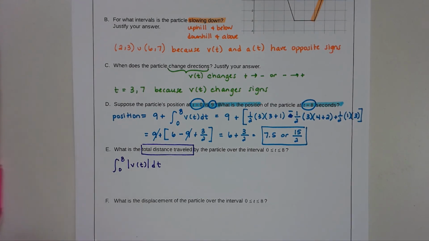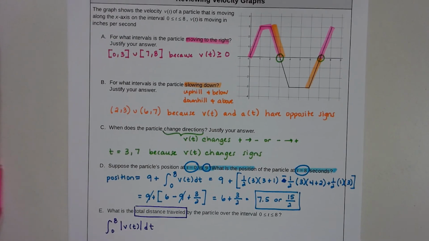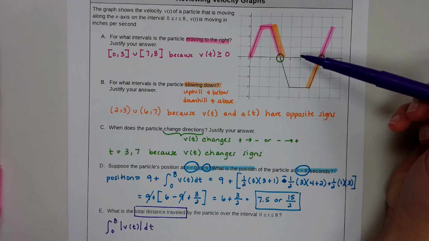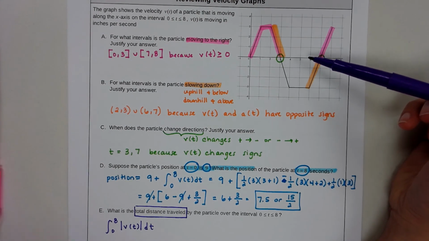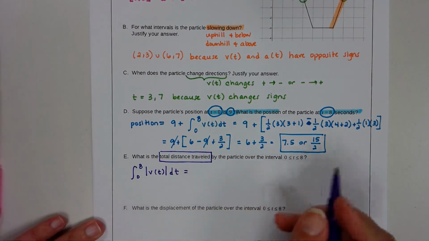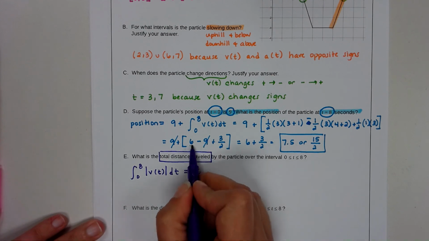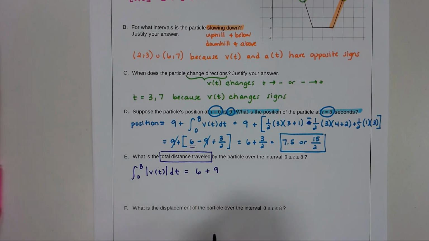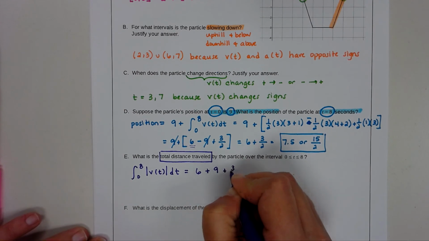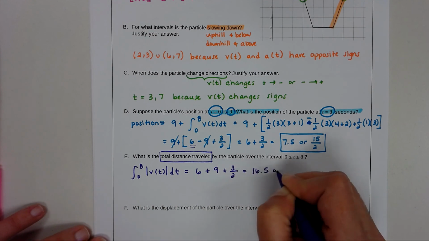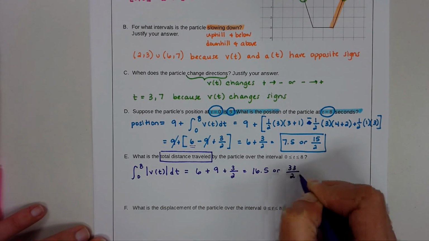So the absolute value means that when I add up all of these areas, just like I did in the previous problem, I'm not going to count this area as a negative. I'm actually going to count this area as a positive because I'm absolute valuing, so I'm adding it up. The first area is still going to be worth 6, which I got from right here. Instead of doing -9, I'm going to do +9. Even though that area is below, I want to count it as a positive. Plus 3 over 2, which means I get 16.5, or we could write that as 33 over 2.